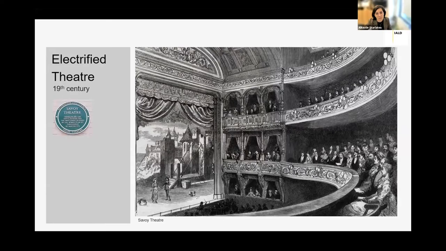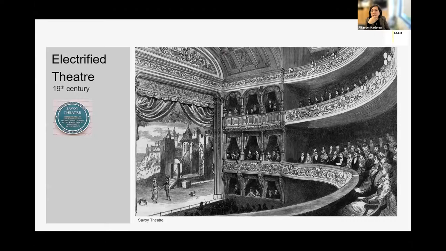So the gaslighting was a revolution, but it was a revolution that lived very shortly. It had its problems, and the problems were that it was overheating the theaters. People were sweating. It was depriving theaters of oxygen, so people were feeling very nauseated and dizzy by staying in the theater for more than an hour.